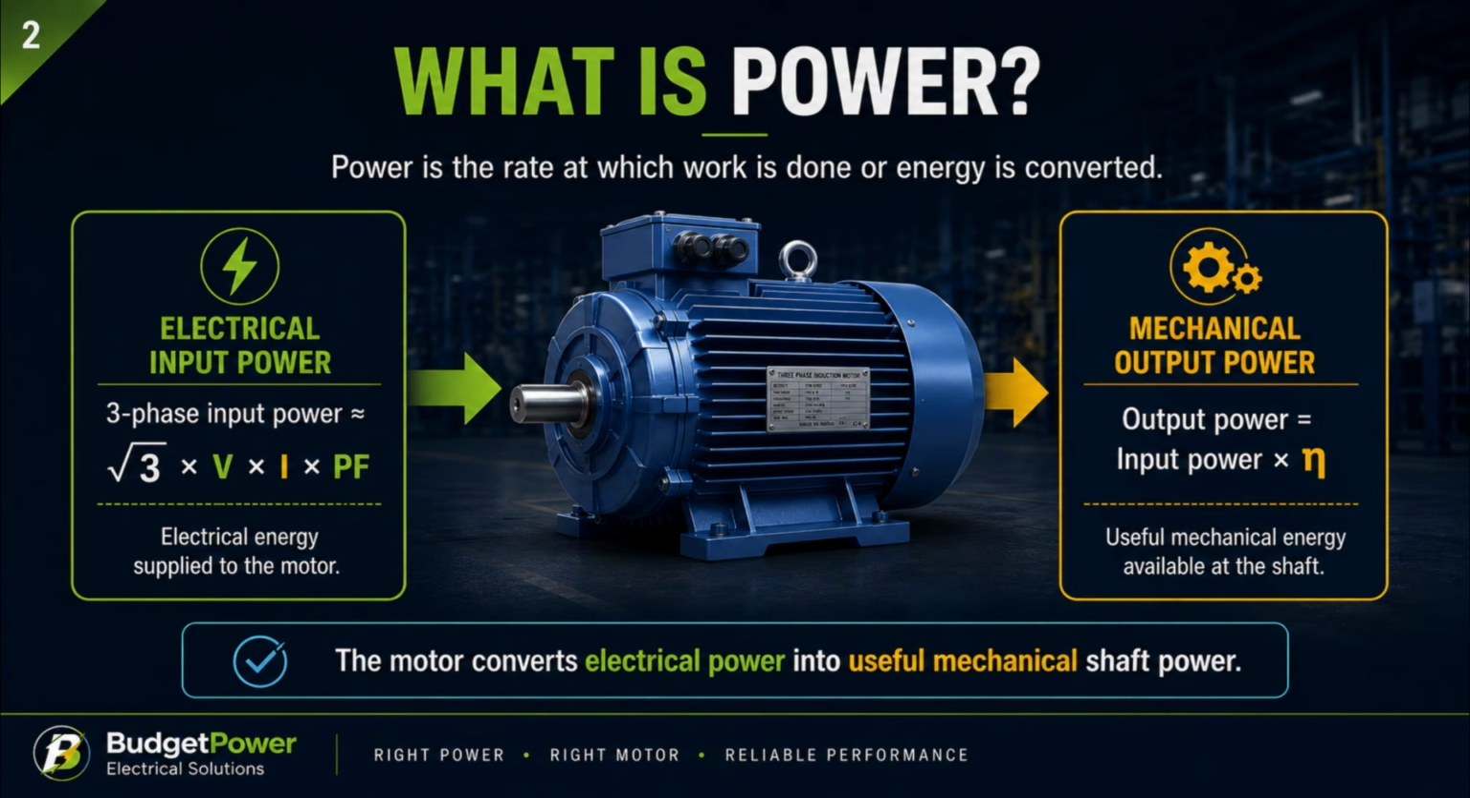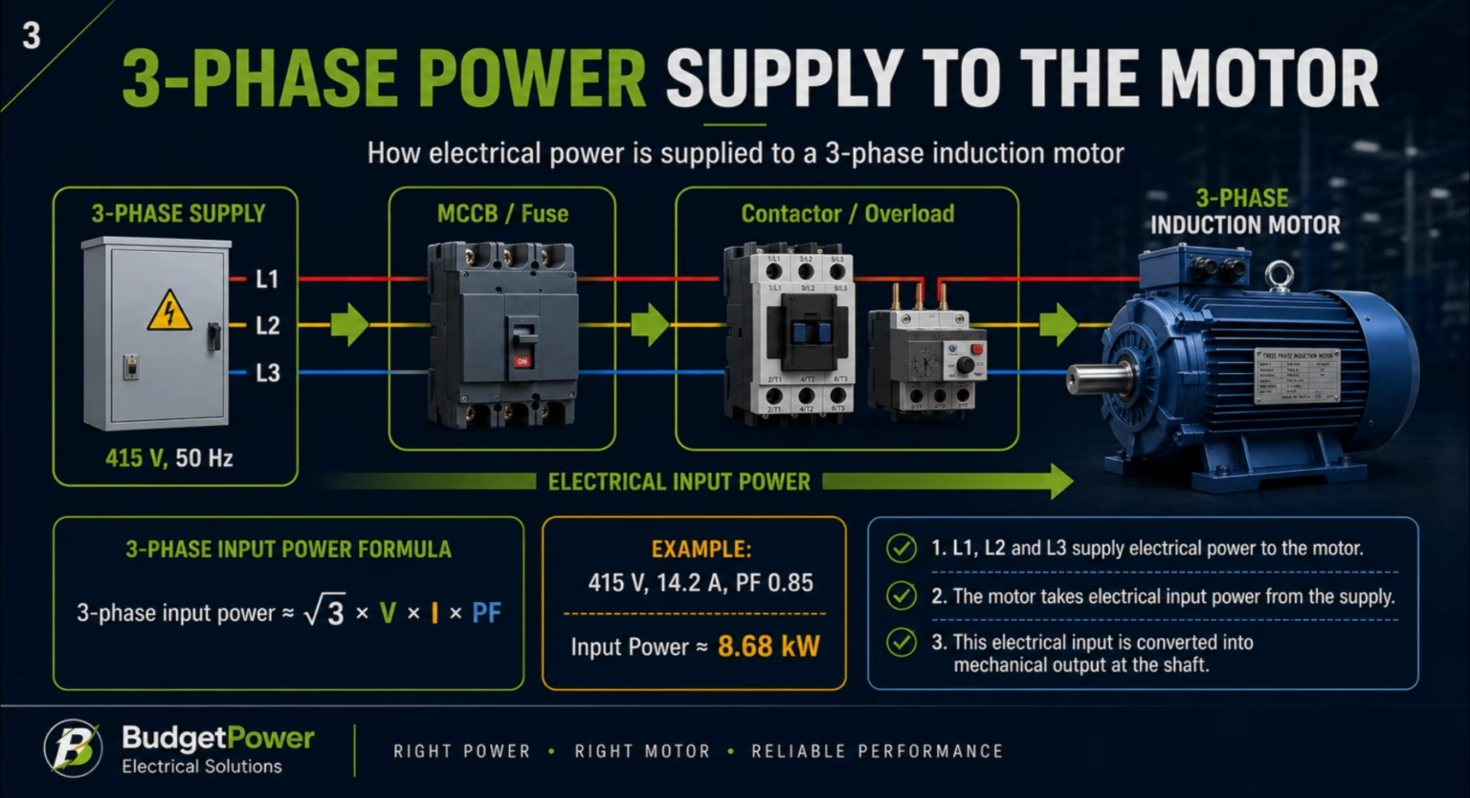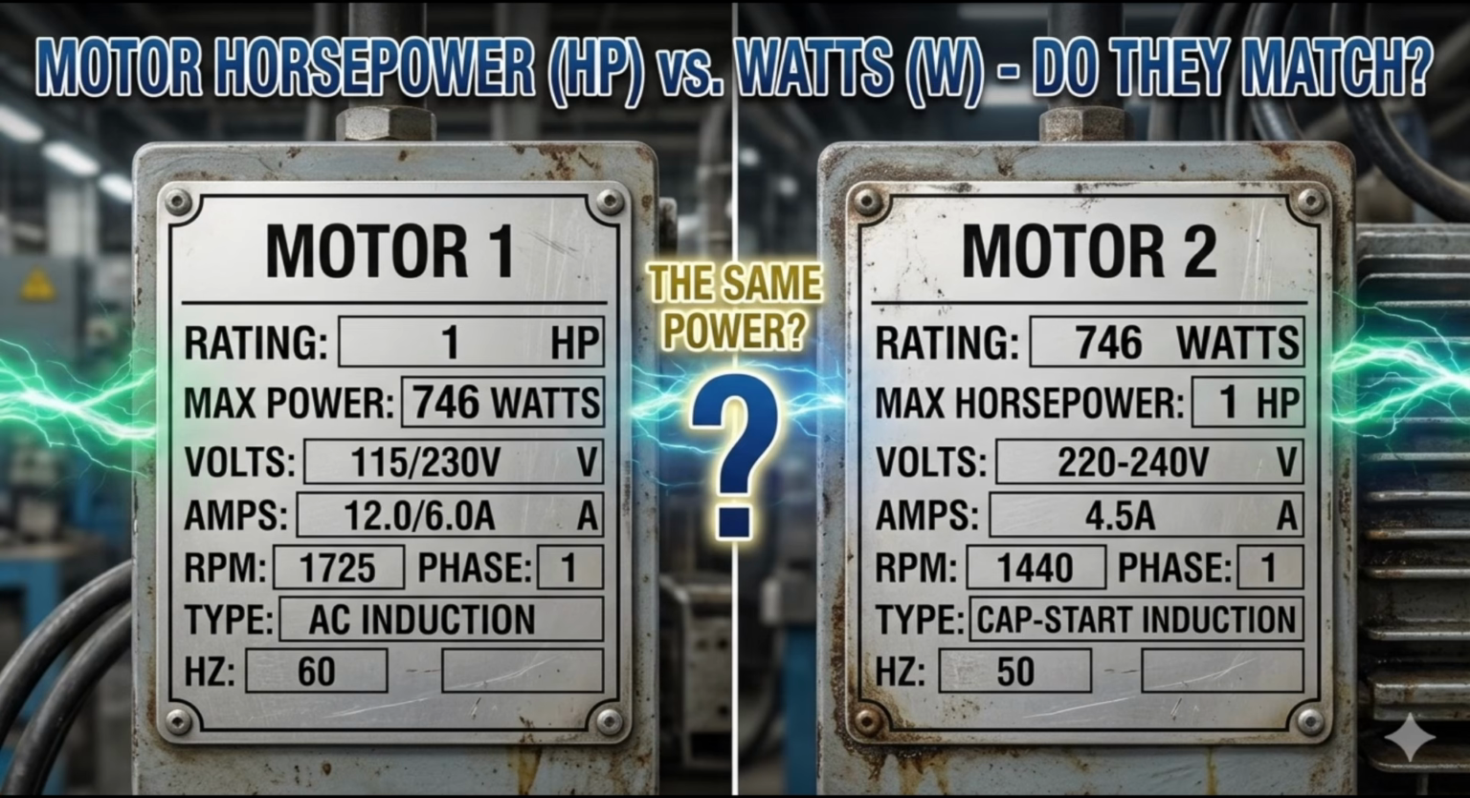In the case of an electric motor, electrical power comes into the motor from the supply. The motor then converts that electrical energy into mechanical power at the shaft. For a three-phase motor, the electrical input power depends on the supply voltage, current, and power factor. But because no motor is 100% efficient, not all of that input becomes useful shaft power. And this brings us to the two units we commonly see on motors, kW and HP.